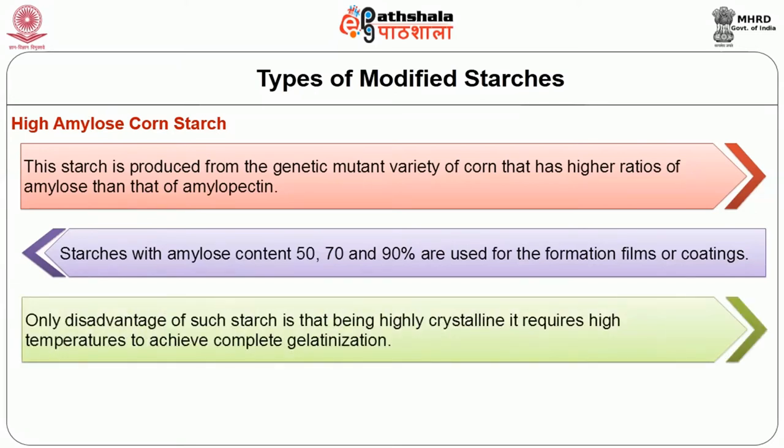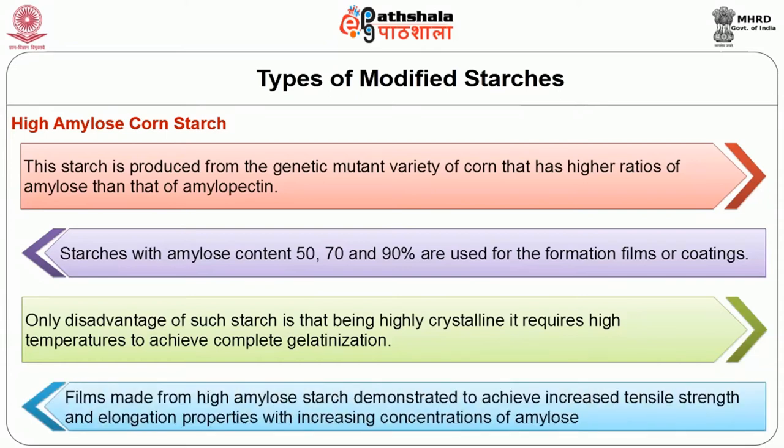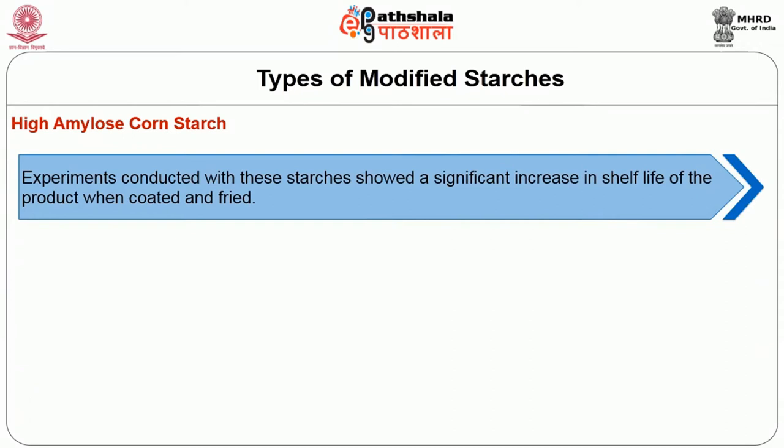The only disadvantage of such starch is that being highly crystalline, it requires high temperatures to achieve complete gelatinization. Films made from high amylose starch have been demonstrated to achieve increased tensile strength and elongation properties with increasing concentrations of amylose. Experiments conducted with these starches showed a significant increase in shelf life of the product when coated and fried.